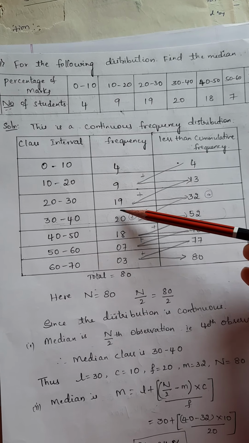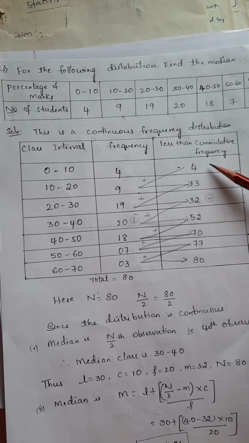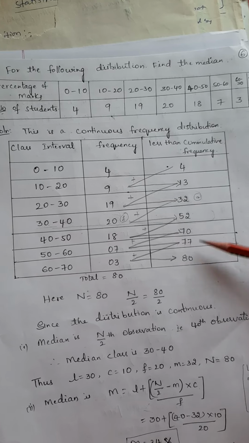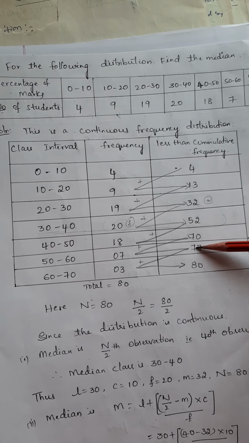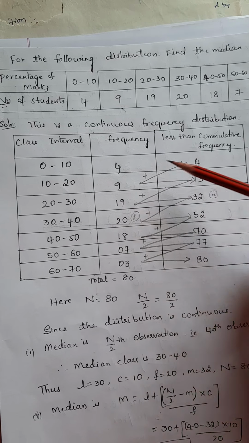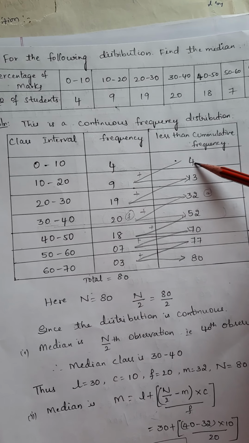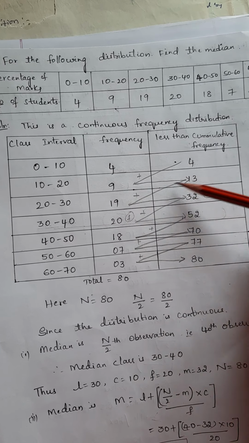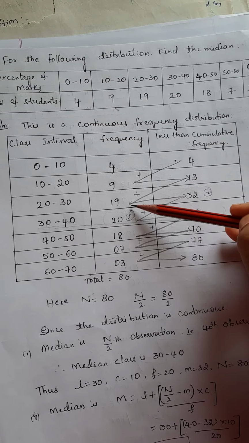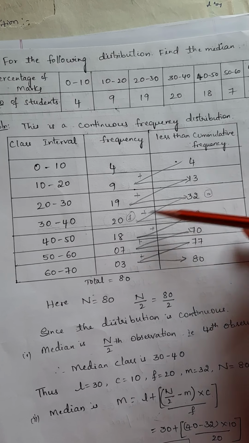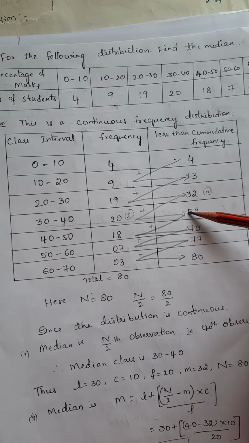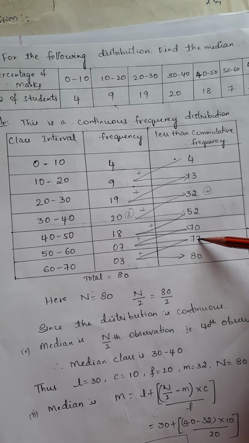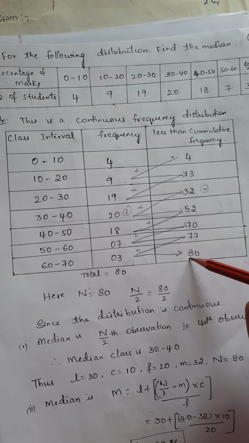So in case of continuous distribution, always we should go for cumulative frequency. Cumulative frequency is nothing but accumulation of the frequencies. So how to calculate this cumulative frequency is, the first frequency will be retained as it is. So 4 will be retained as it is. The next value is obtained by adding this 4 to 9. We will get 13. Adding 13 to 19, we'll get 32. 32 plus 20 is 52. 52 plus 18 is 70. 70 plus 7 is 77. 77 plus 3 gives 80.